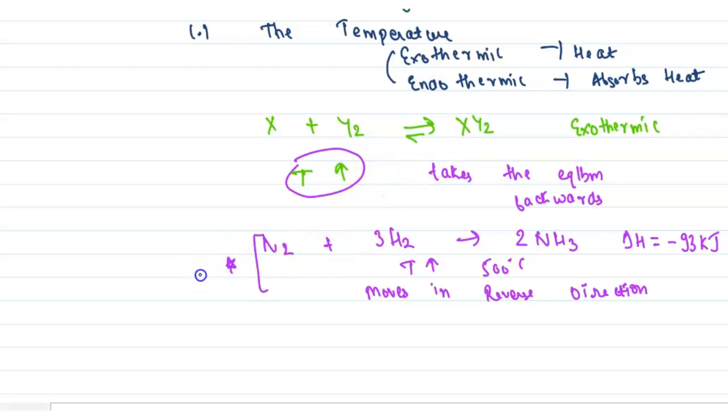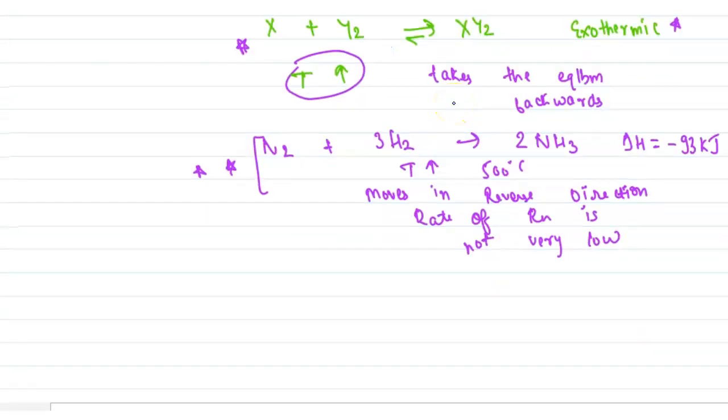See, Le Chatelier principle can be applied anywhere. This rule is applicable to everything: exothermic reactions always move in the backward direction when increasing the temperature. But this reaction, Haber's process, is done at a very high temperature so that the rate of reaction is not very low. Basically, whenever Le Chatelier principle faces an exothermic reaction, if you increase the temperature, the reaction will go backward, and if you decrease the temperature, the reaction will go forward.